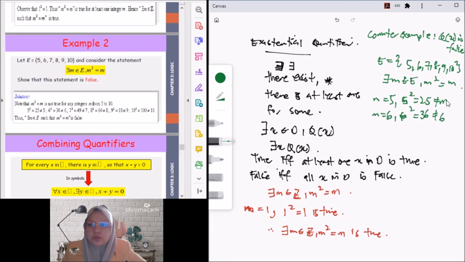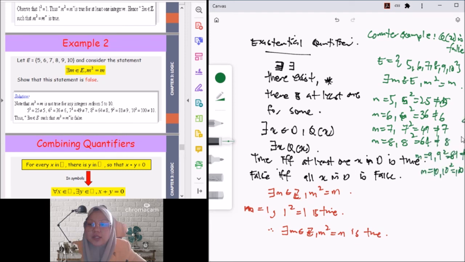M equal to 7, 7 square equal to 49 is not equal to 7. M equal to 8, 8 square equal to 64, right? 64 is not equal to 8. M equal to 9, 9 squared equals 81, 81 is not equal to 9. Now M equal to 10, 10 squared equal to 100, 100 is not equal to 10. So every x in the domain makes it false. Hence we can conclude that there exists M in E such that M squared equal to M is false.